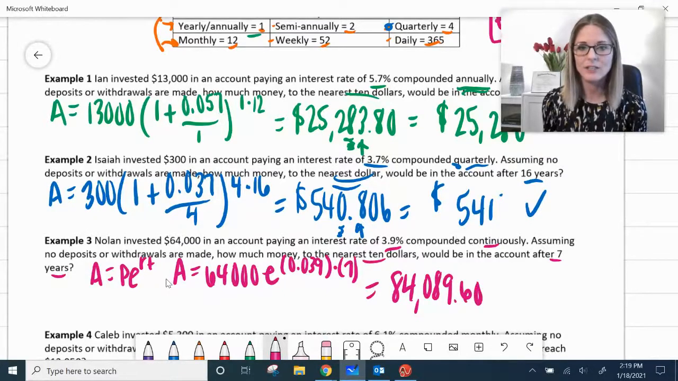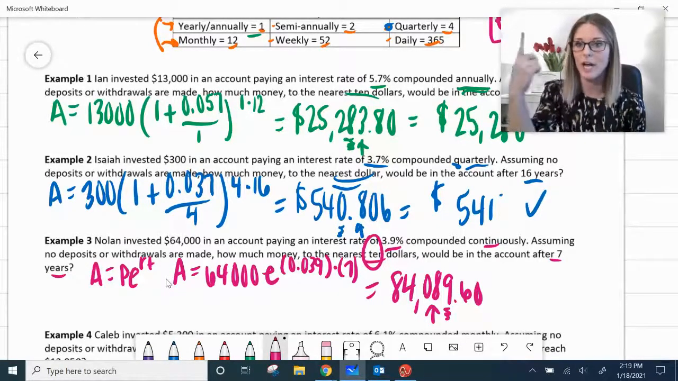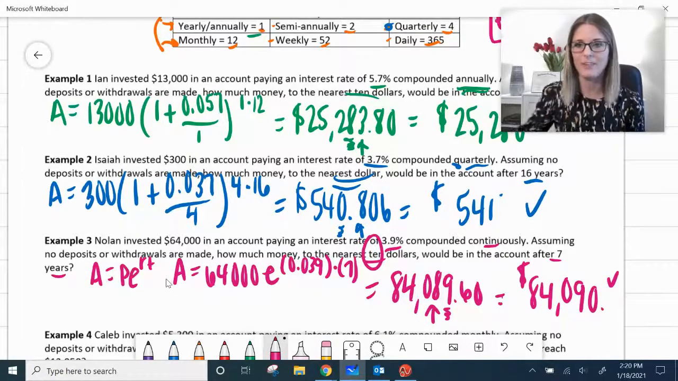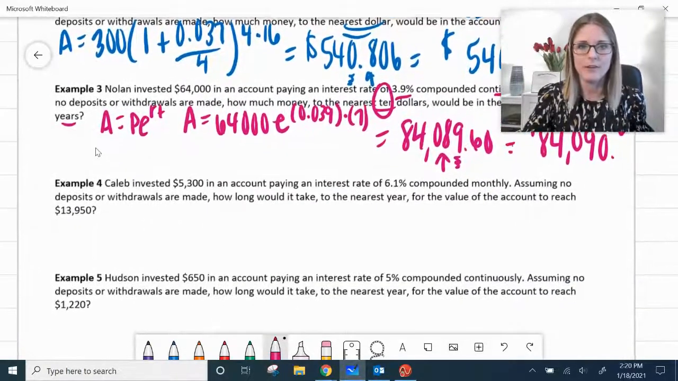$84,089.60. But let's see to the nearest $10. So the tens place. So 9 is going to tell me I need to go up. He's going to have $84,090. Who is that? Nolan. Good job. $84,090 in your continuously compounded formula. So you use that PERT formula. If you got anything different, make sure you use the PERT formula.